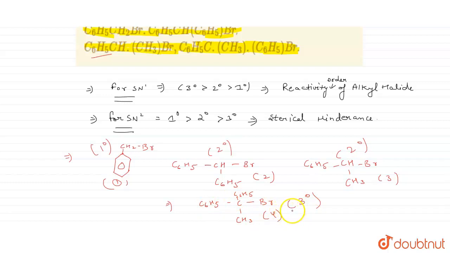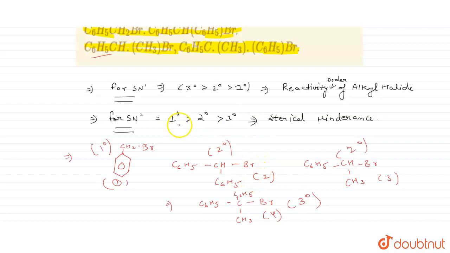Now you can easily find the order. According to this order, 3 degree is most reactive for SN1, then 2 degree, then 1 degree, and for SN2, 1 degree is greater than 2 degree, and then greater than 3 degree. Now we have to identify between these 2 which is more reactive for SN1.